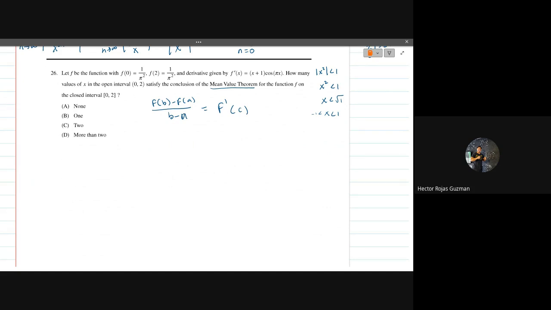So if I do my average rate of change, f of 2 minus f of 0 divided by 2 minus 0 is equal to my derivative, x plus 1 times cosine of pi over x. f of 2 is 1 over pi squared minus 1 over pi squared, divided by 2. Well, this thankfully is just 0.